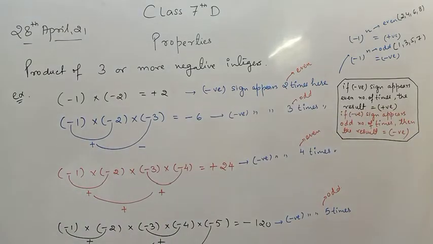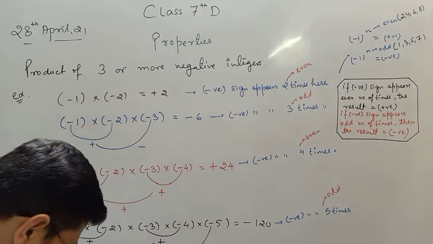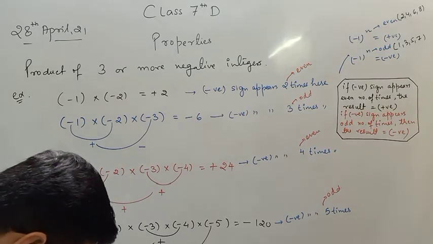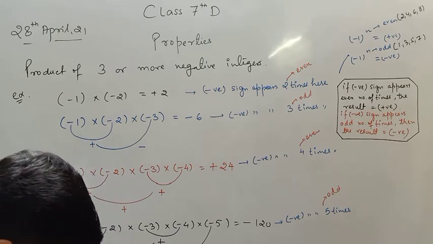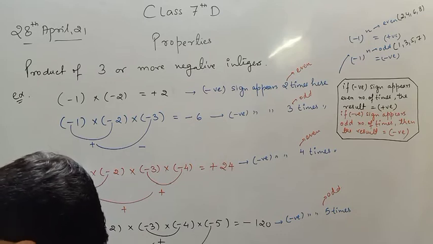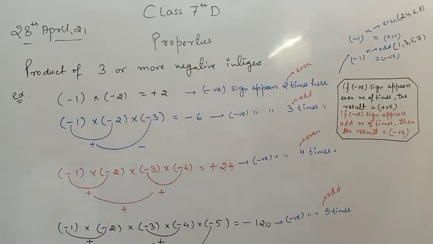This is all about the multiplication of 2 integers or multiplication of 3 or more integers, whether the integers are positive or negative. Still, if any student has any sort of doubt, they can ask me in the Zoom session. But before that, watch these videos. Now I'll explain the properties of multiplication of integers.